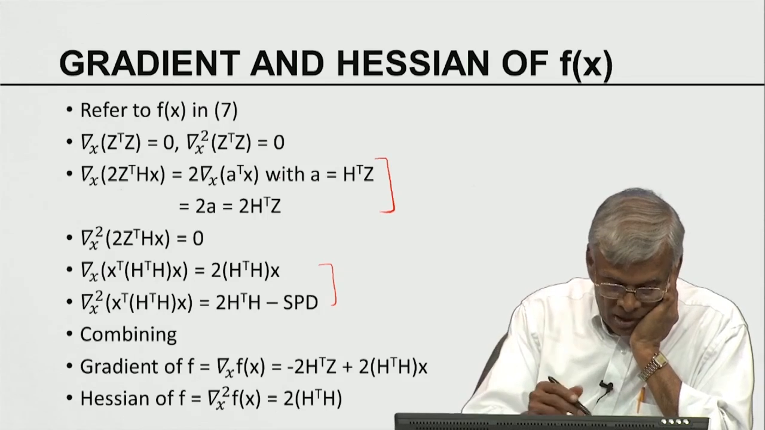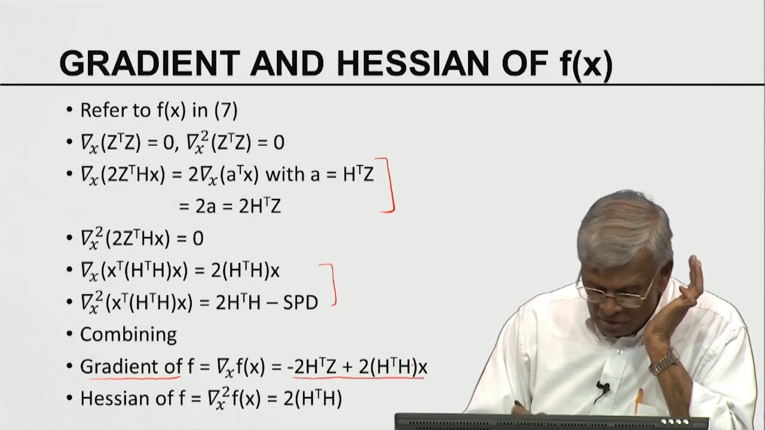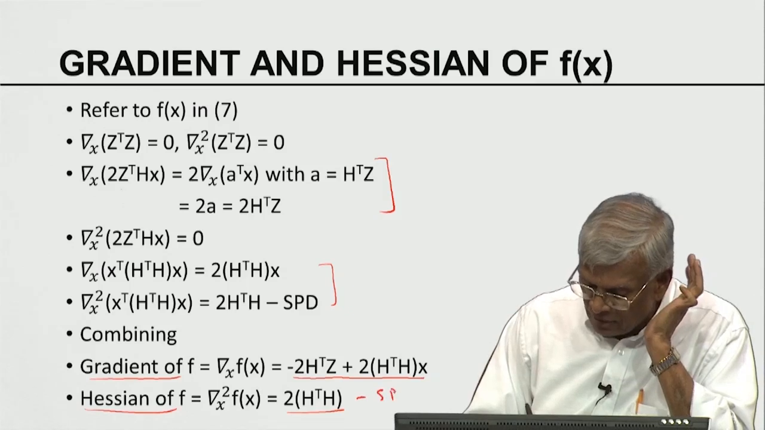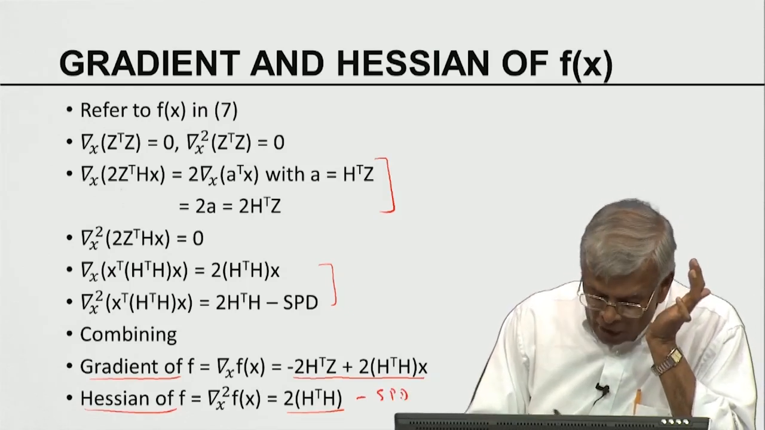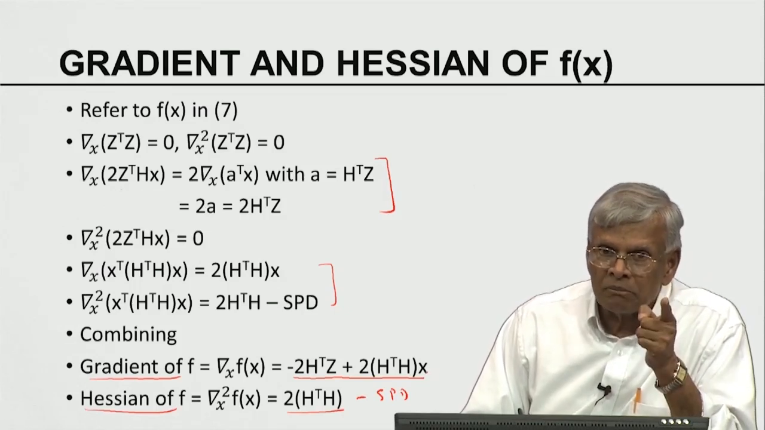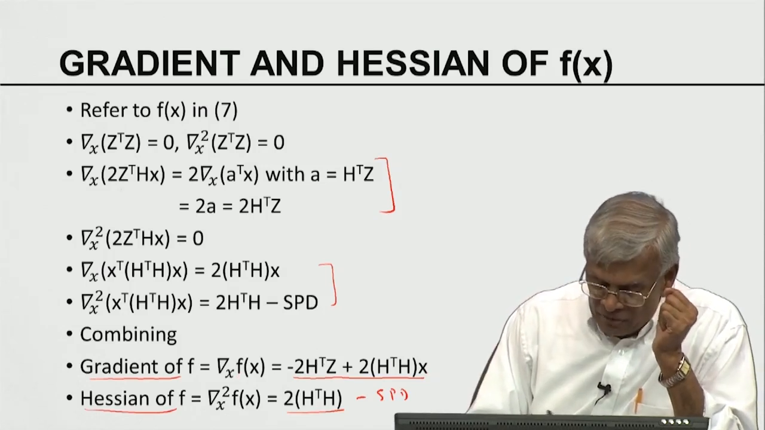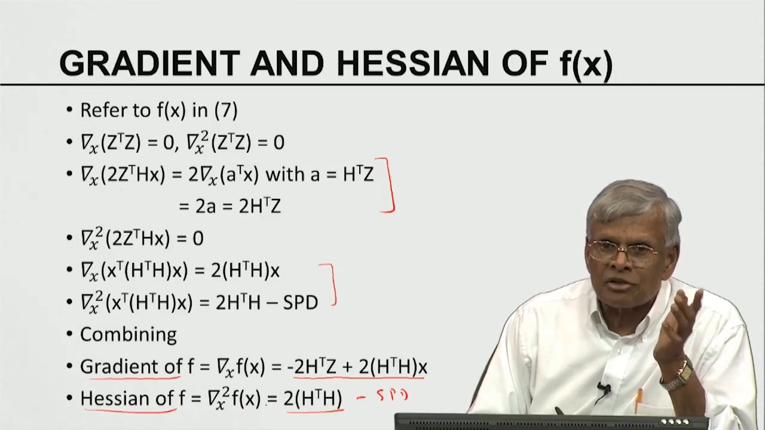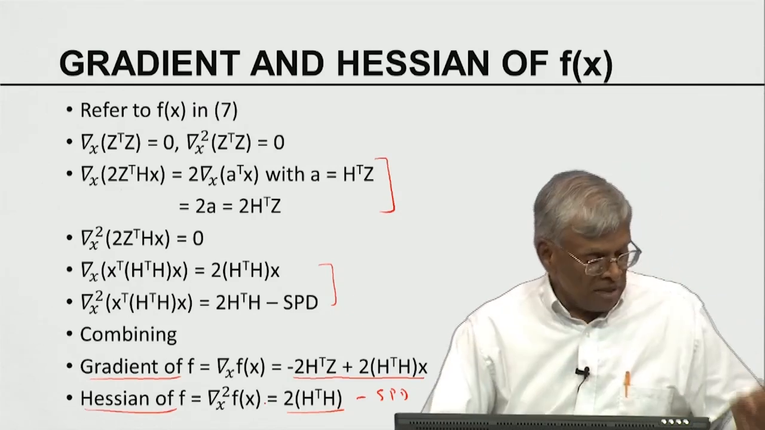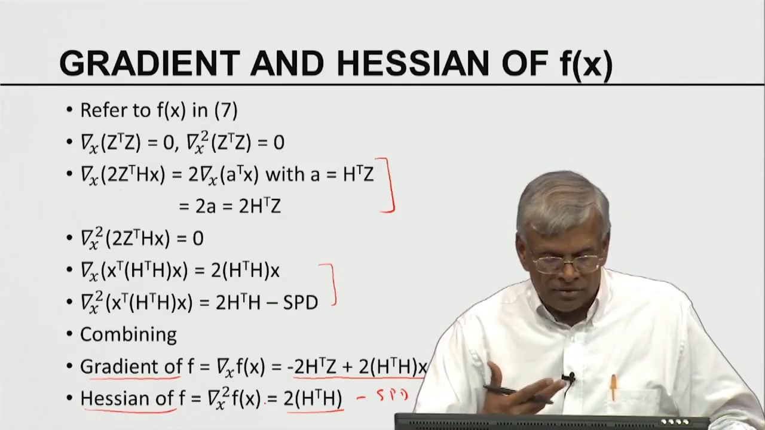If you combine all these results term by term, I get the gradient of f to be this term. I get the Hessian of f to be this. The Hessian is already symmetric and positive definite. Therefore, if I equate the first derivative to 0 and solve it, that solution must be a minimum, because at the place where the gradient is 0, the Hessian matrix is also positive definite. It satisfies the necessary and sufficient condition for the minimum. Therefore, I have found the minimum of the objective function, which is f of x.